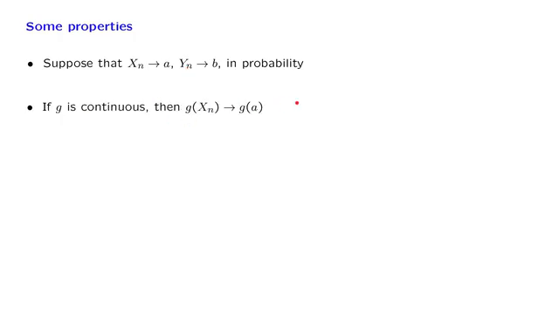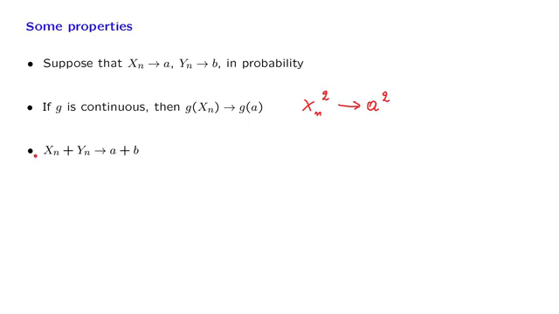If g is a continuous function, then the function of the random variables converges to the function of the number. So, for example, the sequence of random variables Xn squared is going to converge to a squared. Another fact is that the sum of these two random variables converges to the sum of their limits. Both of these properties are analogous to what happens with ordinary convergence of numbers, and they tell us that in some sense convergence in probability is not a very different notion. We will not prove those properties at this point, but they are useful to know.